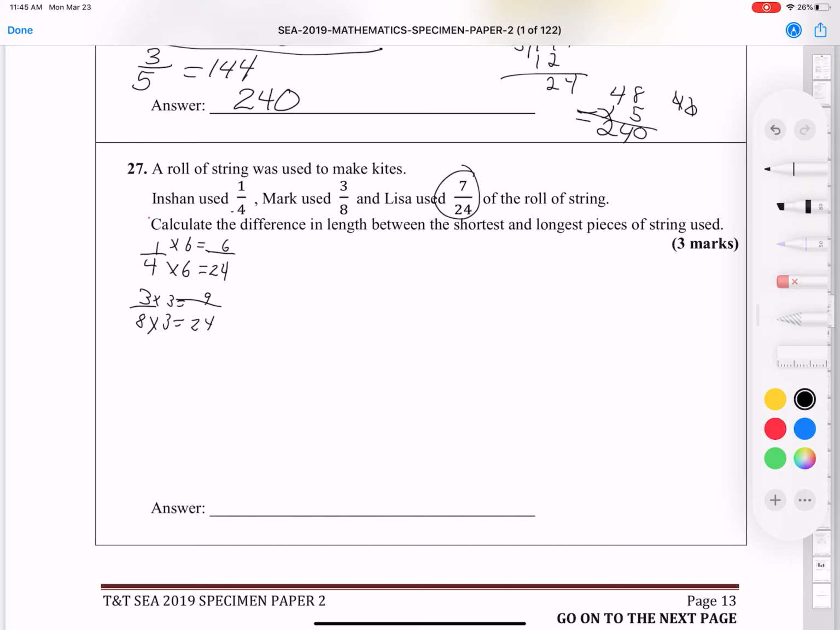The question asks us to calculate the difference in length between the shortest and longest pieces of string used. The shortest is 6/24, and the longest is 9/24. So it's 9/24 take away 6/24. 9 take away 6 is what? 3. 3/24. Hooray! But once our answer can be reduced, we reduce it, can it? Yes, it can. 3 into 3, 1. 3 into 24, 8. Our answer is 1/8. 3 marks.